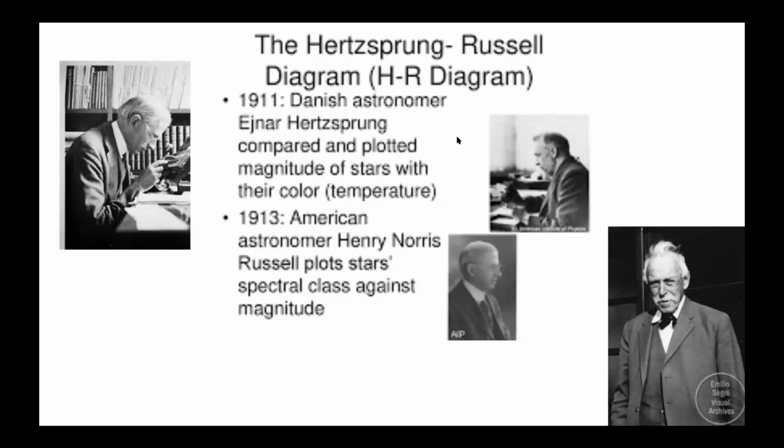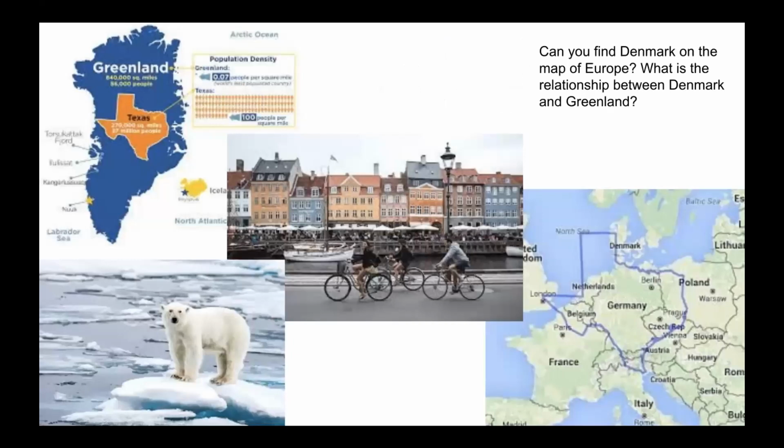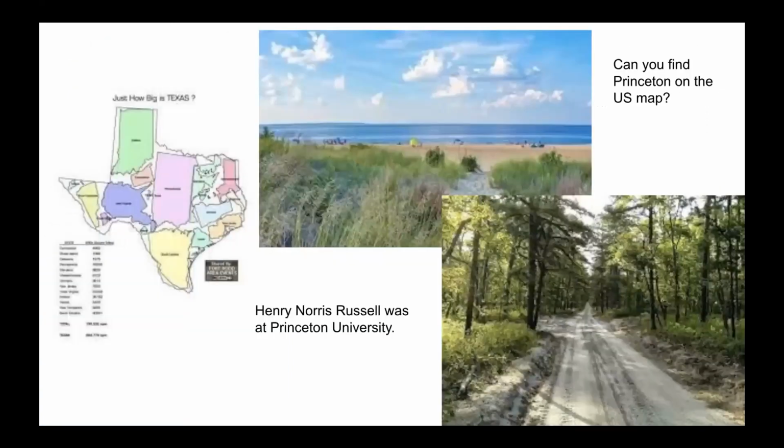He was at Princeton. So my pop quiz question is, can you find Denmark on the map of Europe? And my research question for you is to discover the relationship between Greenland and Denmark. And where's Princeton? Can you find New Jersey? How big is New Jersey? Not very big. Here it is compared to the state of Texas.